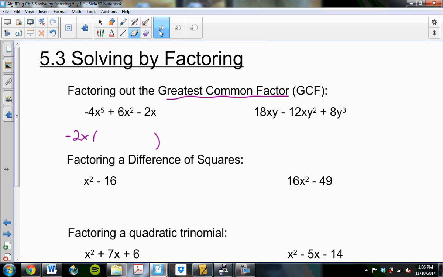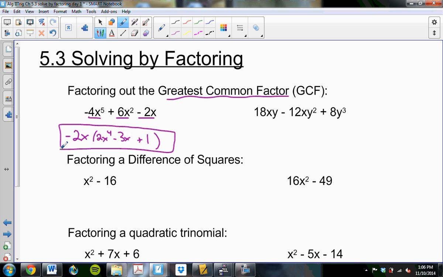When I pull that out, I divide everything by negative 2x, basically. Negative 4x to the 5th divided by negative 2x becomes positive 2x to the 4th. 6x squared divided by negative 2x becomes negative 3x. Negative 2x divided by negative 2x is positive 1. You have to have that plus 1 in there. It's not a 0, it's not blank or nothing. There's a plus 1 there that you have to hang on to, and that has now been factored.